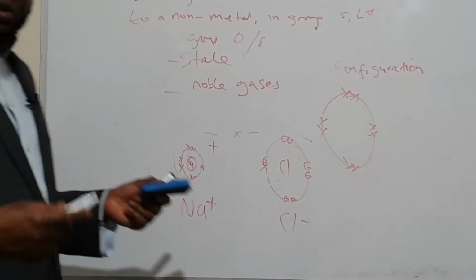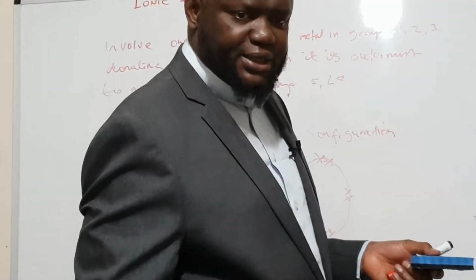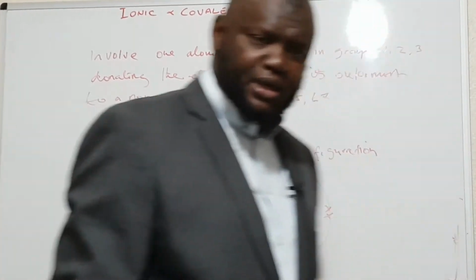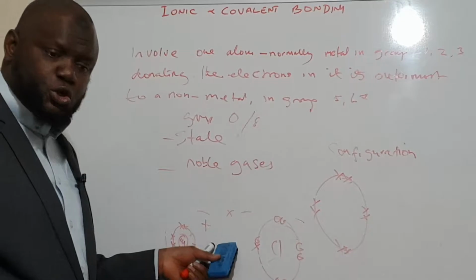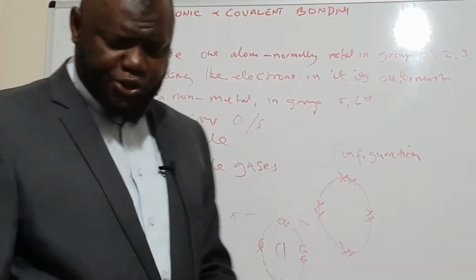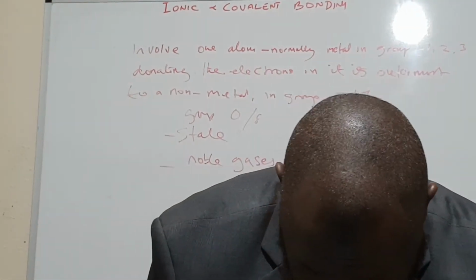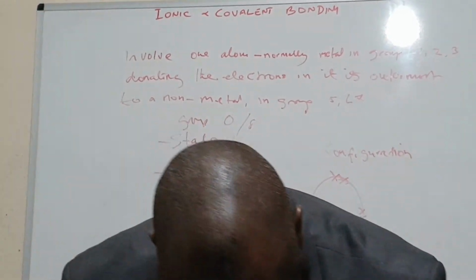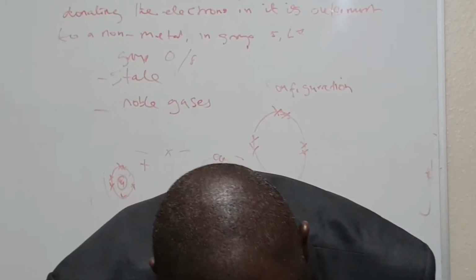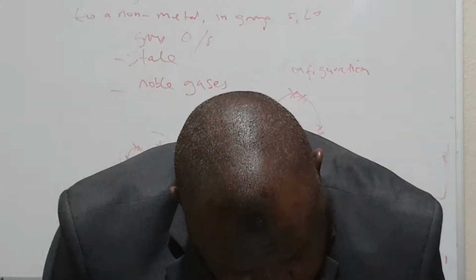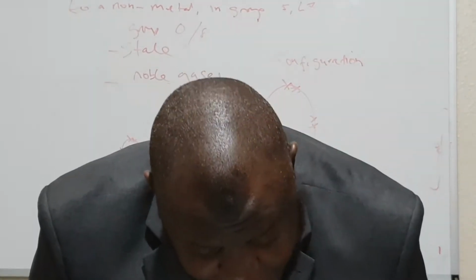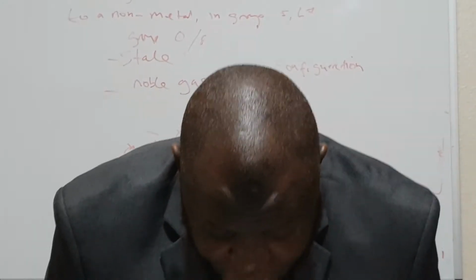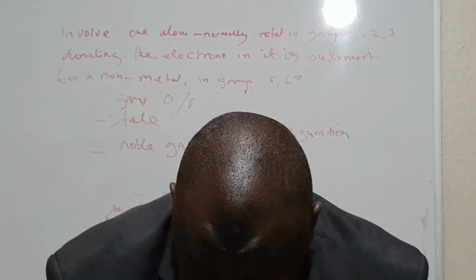Like water, the boiling point of water is how much? 100 degrees. You'll find there are some compounds whose boiling point is about 200 plus. I just saw one examination question here. It gives the boiling points of different compounds. The boiling point of this compound is 887, about 7 times the boiling point of water. That means this compound is a very strong ionic compound.